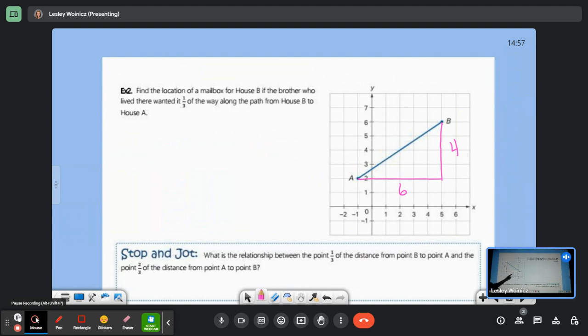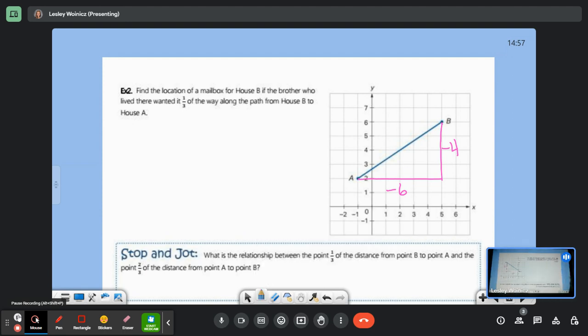Left. So can I say positive 6 anymore if I'm going left? No. Okay, so now it's going to be a negative 6, so we got to watch our signs. Okay, if I'm going from house B to house A, am I going up 4 or down 4? We're going from B to A. Down. We're going backwards, right? Down. We're going down. Okay.